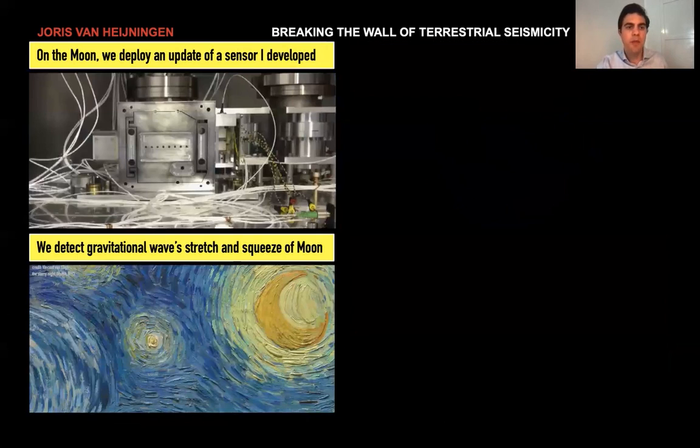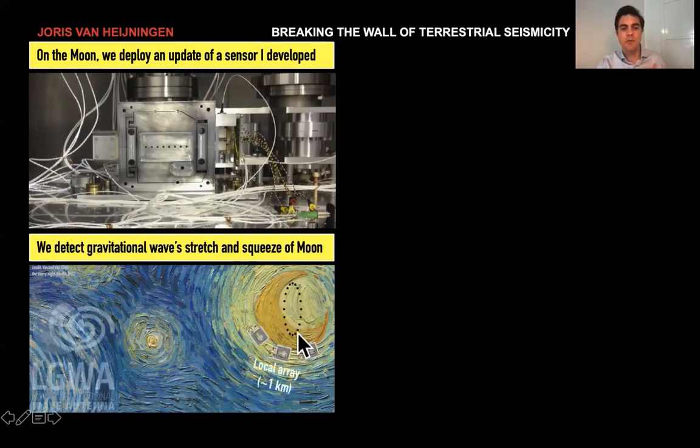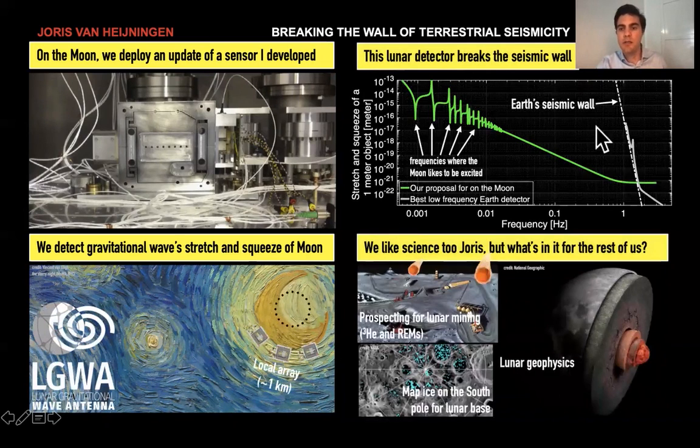We go to the moon. On the moon, we can deploy an update of a sensor that I developed during my PhD. We make it slightly more sensitive and use the wobbling of the moon, just like you saw in the movie, to now deploy an array of these sensors and directly detect the motion of the moon, and thus detect low frequency gravitational waves. As we can see here, on the right is the best we can do on Earth. And if we want to break this seismic wall that we have here on Earth, we now have our proposal for the moon.